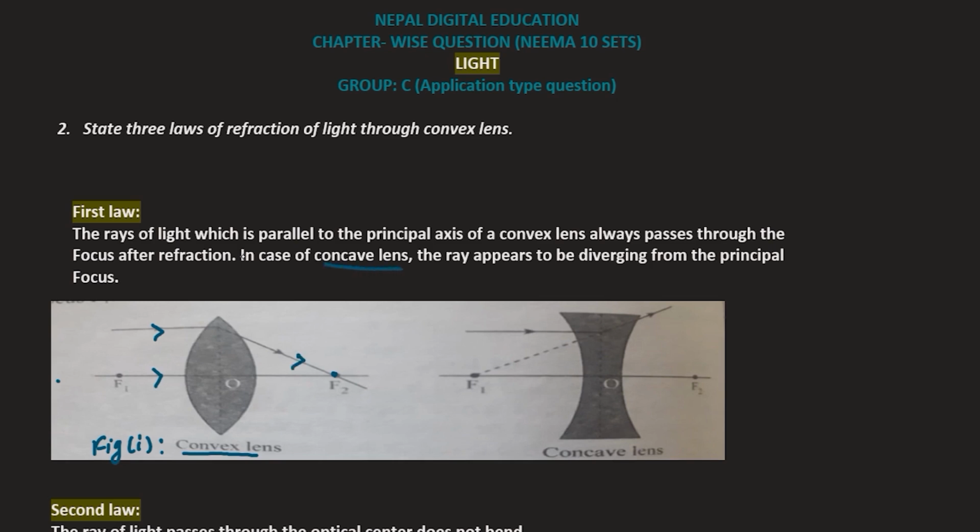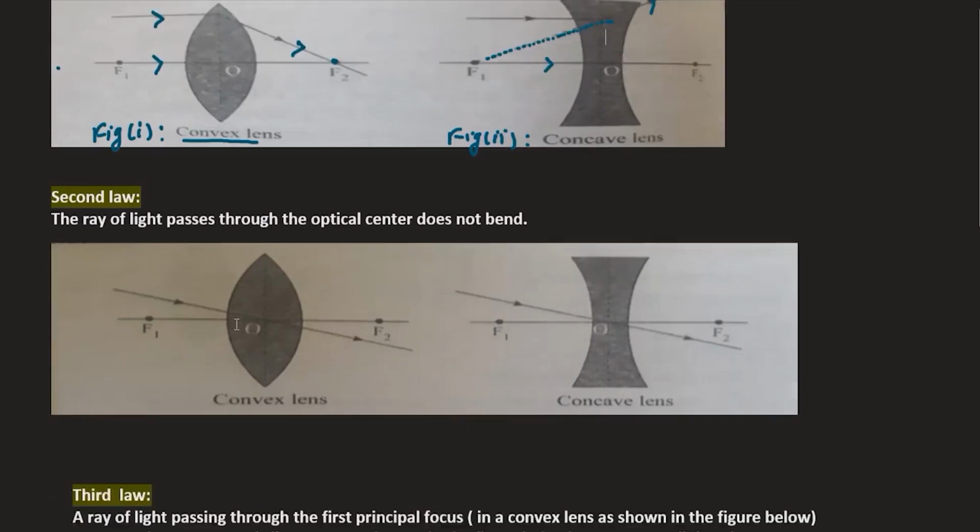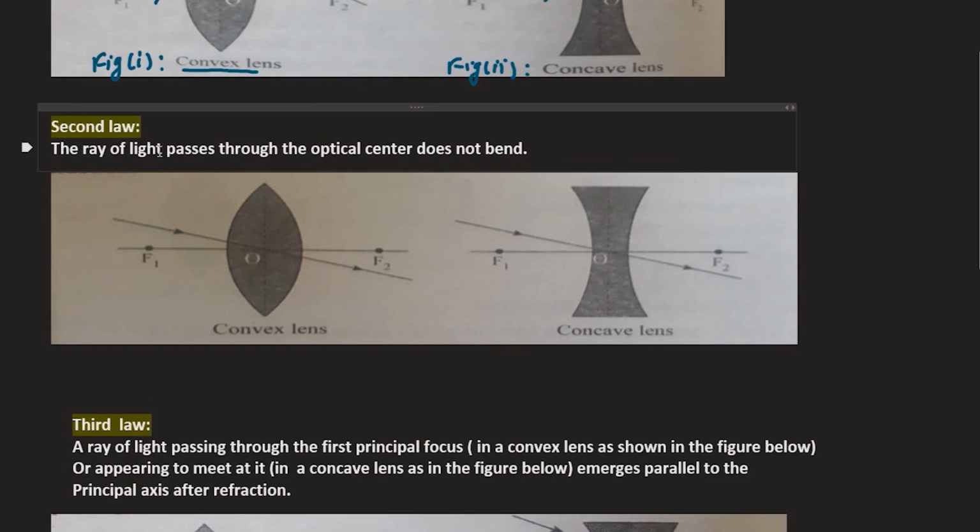In case of concave lens, this figure 2 is a concave lens, and the ray appears to be diverged from the principal focus. We know that this concave lens is a diverging lens. So when a ray of light which is parallel to the principal axis strikes this lens, then it diverges and the ray appears to be diverged from the principal focus. So our second law is the ray of light passing through the optical center does not bend. Means when a ray of light passes through this optical center, then it does not bend.